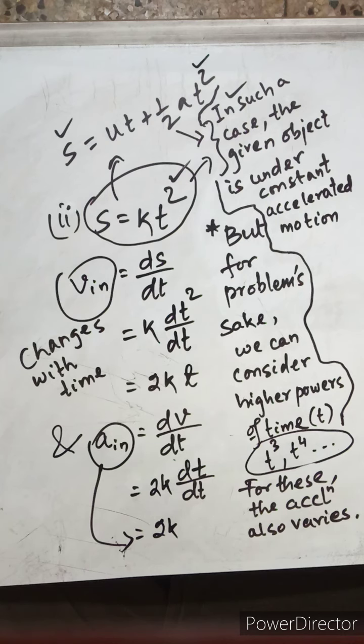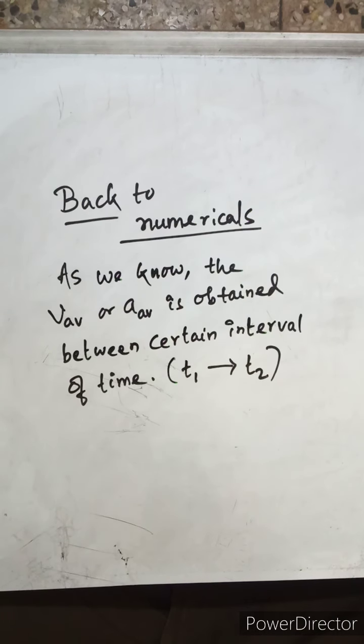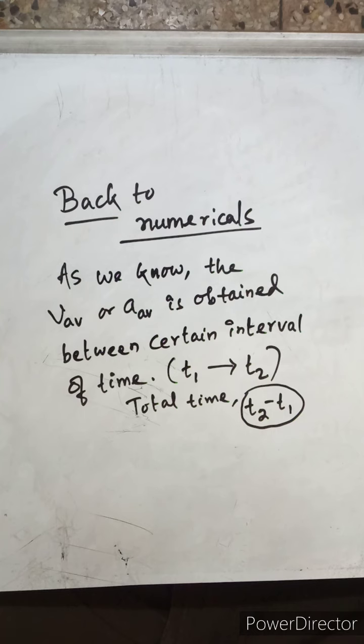Okay, so we will go back to the numericals. As we know that average speed and average acceleration are obtained between a certain interval of time, that is from a given time t1 to another time t2. So a person or a vehicle starts from a particular time and ends at a particular time, that is from t1 to t2. So the total time taken by the vehicle or the person is t2 minus t1, that is the final time minus the initial time. For example, if it starts at 3 seconds and the second time is 10 seconds, so 10 minus 3 is 7. But what about the instantaneous cases?